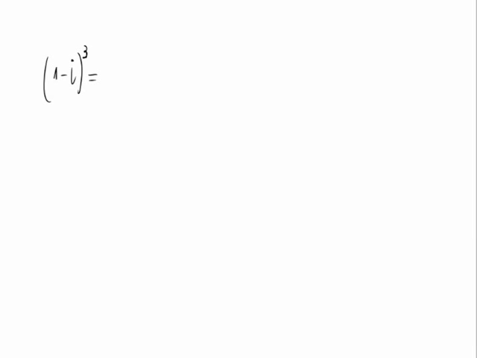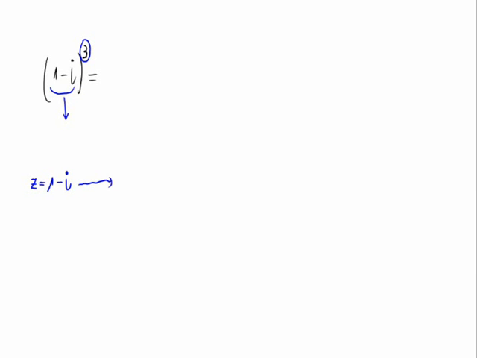Let's calculate the power of the complex number 1 minus i we see on the screen. This is raised to 3, and what we're going to do is use Moivre's formula. For this we have to calculate the polar form of this complex number. The complex number is z equal to 1 minus i. From here, let's obtain its polar form.